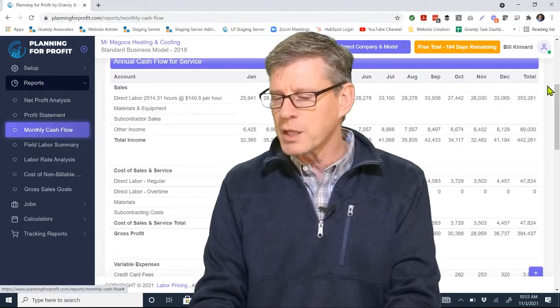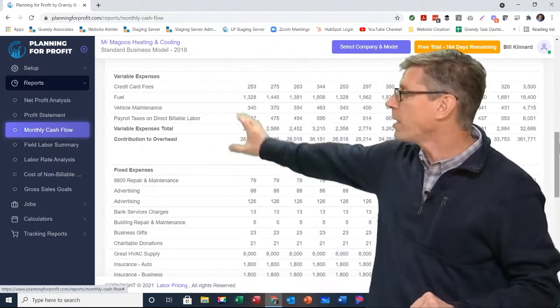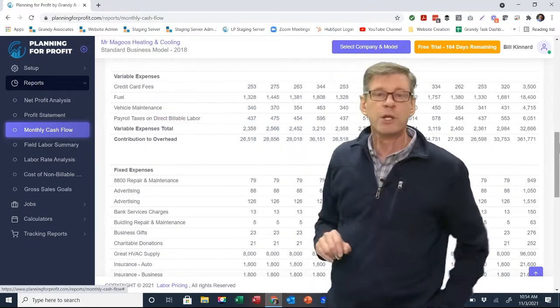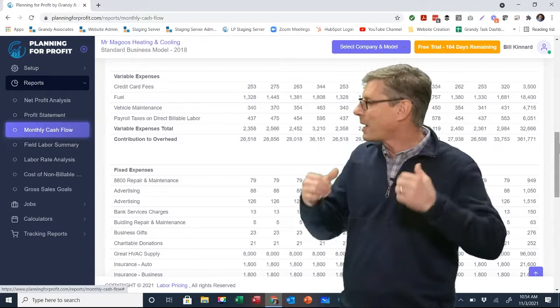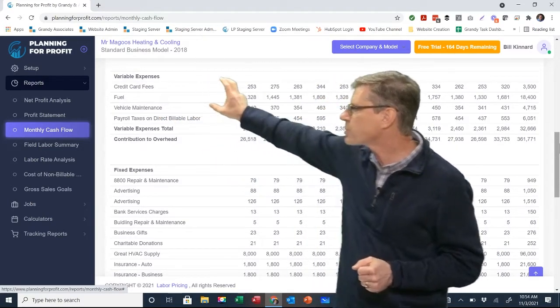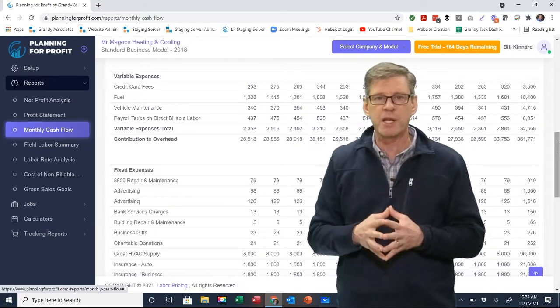So I'm going to scroll down a little bit farther, and we'll see two sections. The first one is going to be all of our variable expenses. So all the variable expenses that you entered in to your particular model. In my particular case, I had credit card, I had fuel, I had vehicle maintenance. Those are going to show up and how much is allocated per month throughout this year.